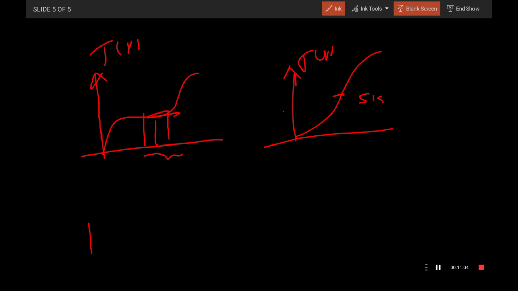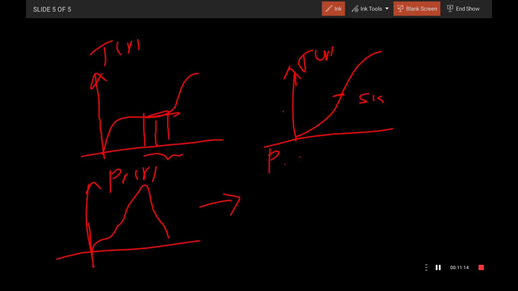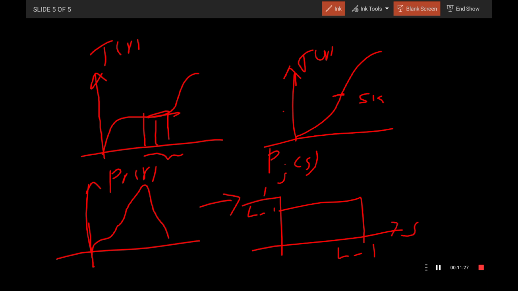Suppose we analyze the case of PR of R. If you observe, the graph looks like this, and if you map it to PS of S, the value is equal to 1 by L minus 1. Okay, this is the PS of S. That means irrespective of the shape of PR of R, PS of S produces a uniform value. That is histogram equalization.